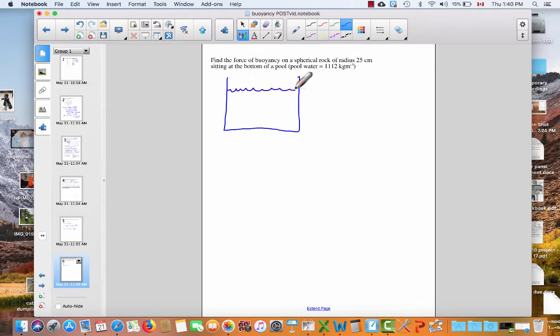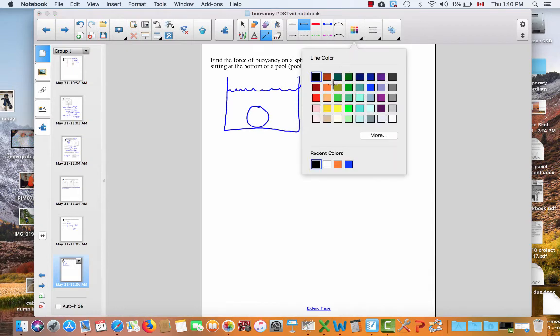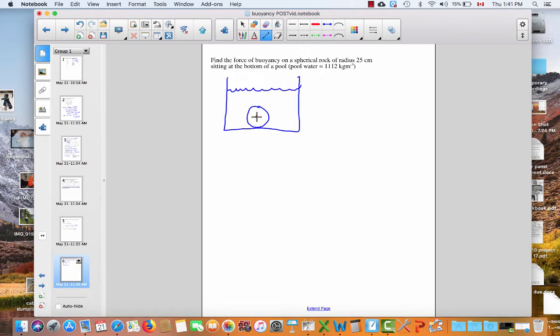Okay, so here we are. There's the pool. And it's a spherical rock sitting on the bottom of the pool. Let's move it so it's on the bottom. Come on, there we go, that looks better. All right, so let's consider the forces. What's pushing or pulling on that rock? Well, obviously the rock's got weight, so there'll be a force of gravity. The Earth pulls it downwards. The bottom of the pool pushes up on it. That's called a normal force. And the water pushes up on it. That's called a buoyant force.